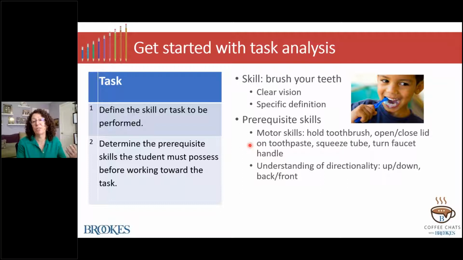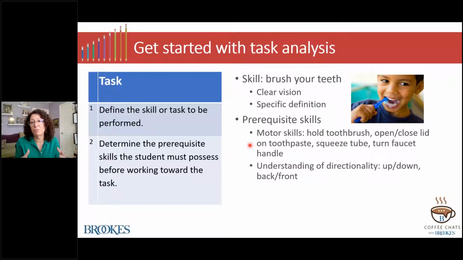In addition, in this particular example, I really feel strongly that understanding directionality is important, because when you're brushing your teeth, you need to understand up and down, front and back, and also side to side, so that the child can follow those directions. If we don't get our prerequisite skills described properly, then sometimes the child will fail at a step, and then we have to back up.